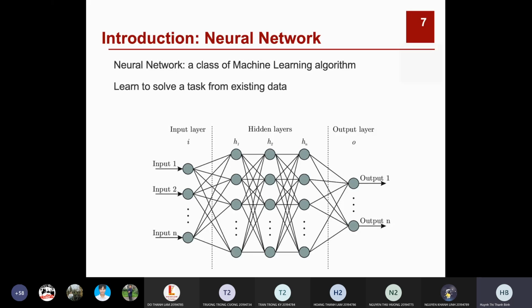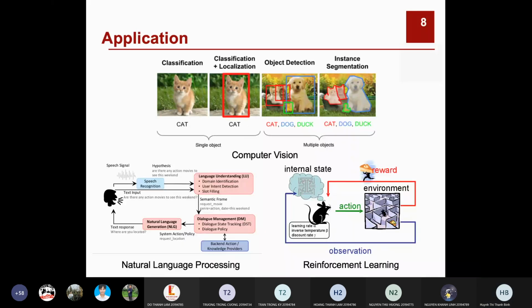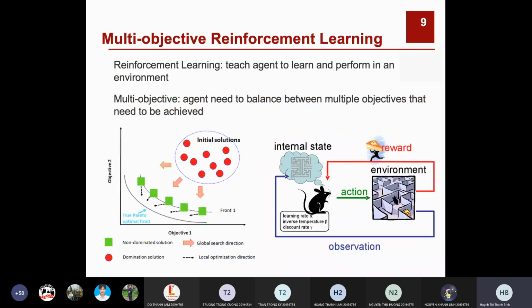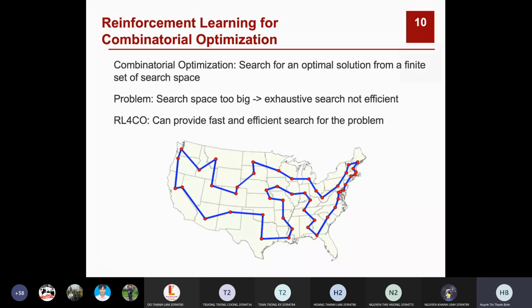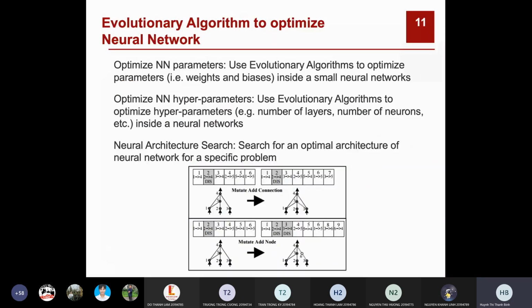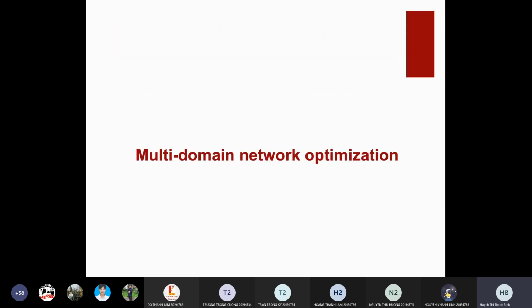Bạn thấy mình nói qua hết cái này rồi trong mạng neuron. Đây thì bọn mình có quan tâm đến phần multi-objective reinforcement learning này, reinforcement learning cho các bài toán tổ hợp. Đấy. Và neural architecture search thì đây là những vấn đề cần quan tâm, tức là tất cả đều xoay quanh optimization problem. Thì đấy là topic thứ nhất.